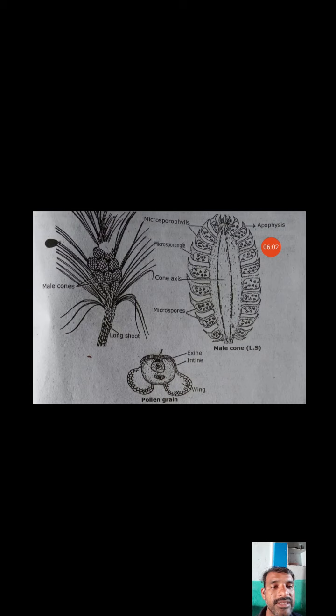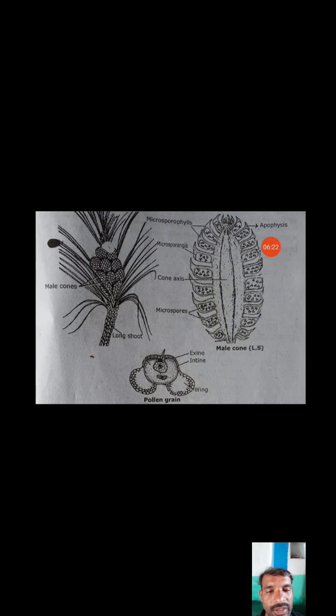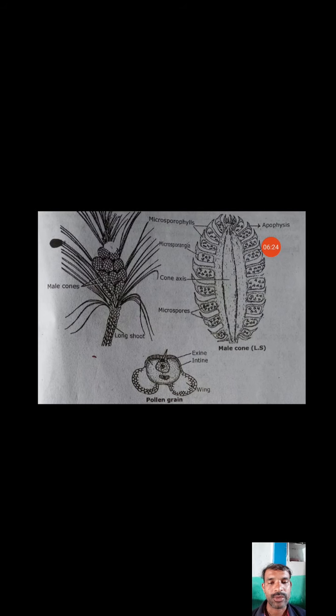The parietal cells further undergo many divisions, producing four layers of the wall, and the archesporial cells divide into sporogenous mother cells. The sporogenous mother cell undergoes one mitotic division, producing four microsporangia.